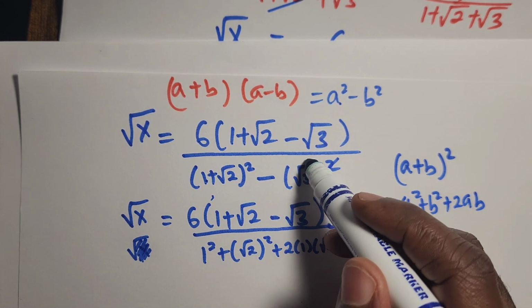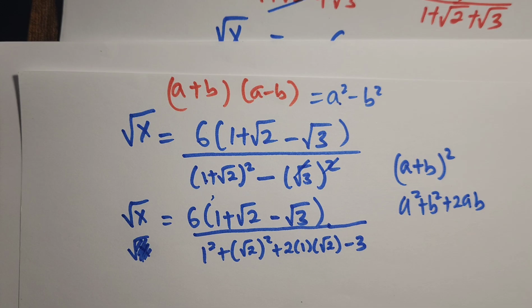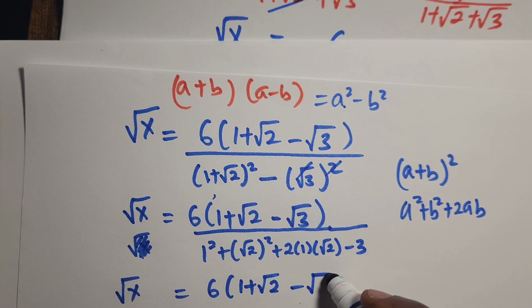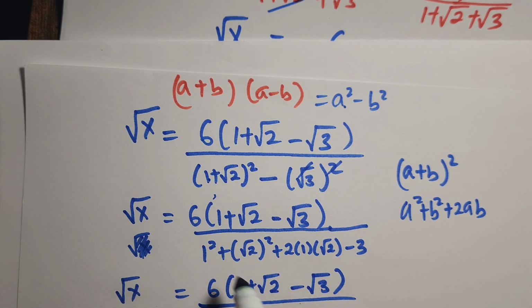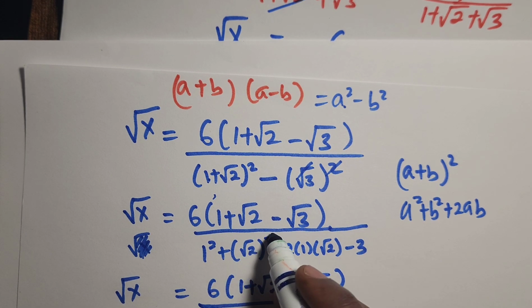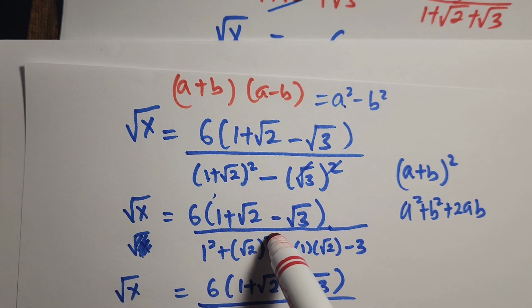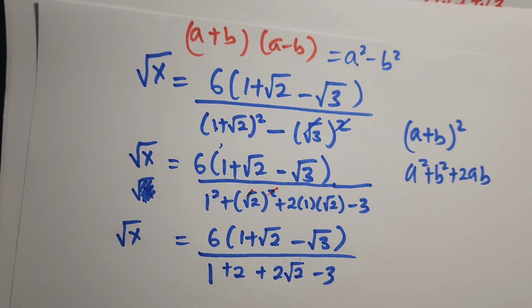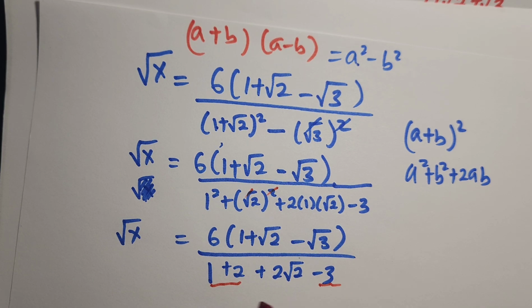And here, square and square root cancel out. We have -3. So here I'm going to have the square root of my x to be equals to 6 in parentheses 1 plus the square root of 2 minus the square root of 3. 1 squared is 1. Square root of 2 squared, this is going to cancel out this. And here I have plus 2. Plus 2 times 1 times root 2, which is 2 root 2 minus 3. And if you look at this, 1 plus 2 minus 3 is going to cancel out.